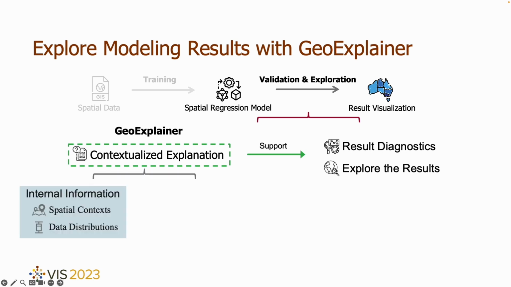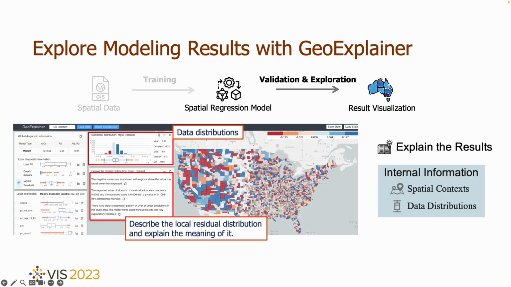We use template-based narrative visualizations to explain the data's distribution and the related spatial context information. We also link external contextual information associated with the interesting spatial patterns. Here is an example showing how GeoExplainer dynamically generates template-based explanations to interpret the distribution of the local residual and the statistical context meaning of it.